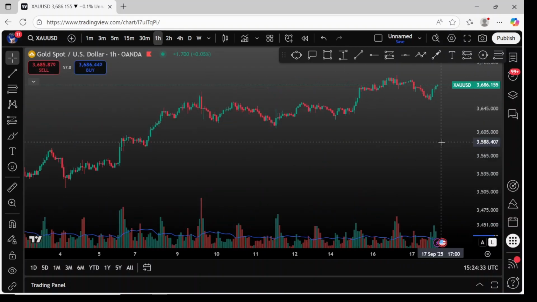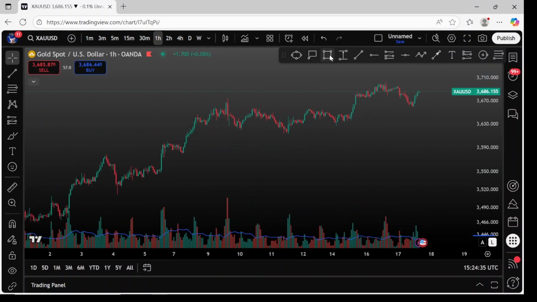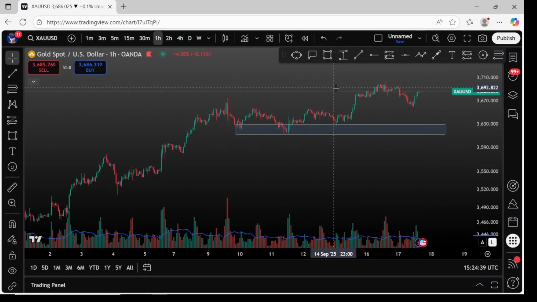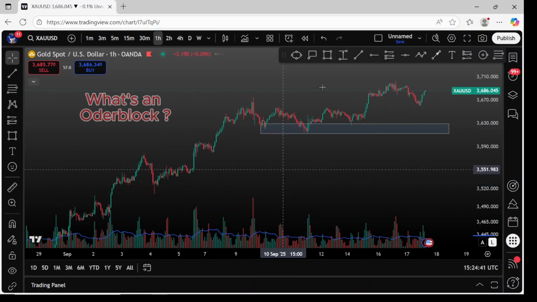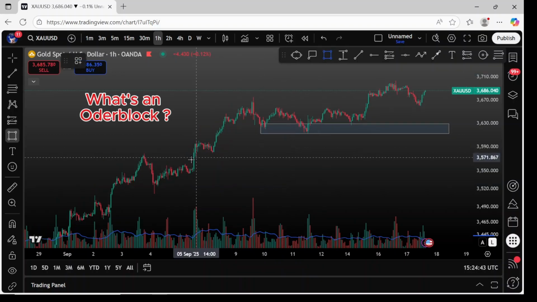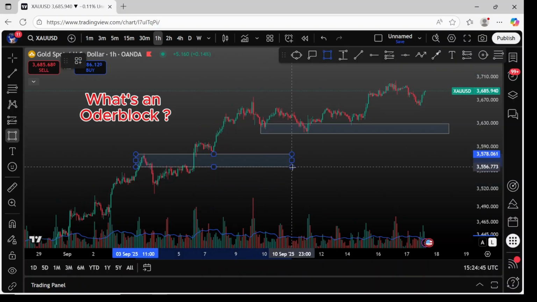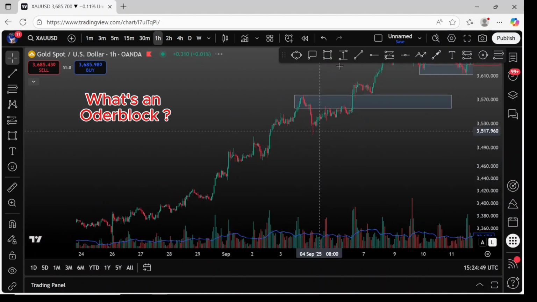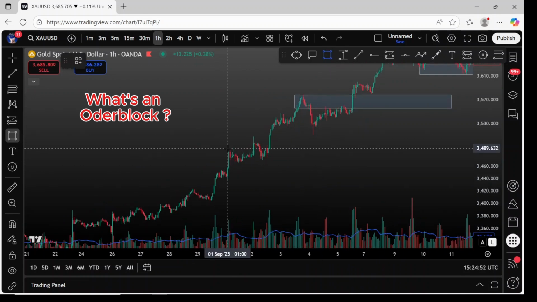In today's video, we're going deep into a very important topic, order blocks. We'll break down what an order block is, why it matters, and how to identify a valid order block that gives you a high probability trade setup. If you're learning price action or smart money concept, this will be a key foundation to start seeing the market the way institutions do.